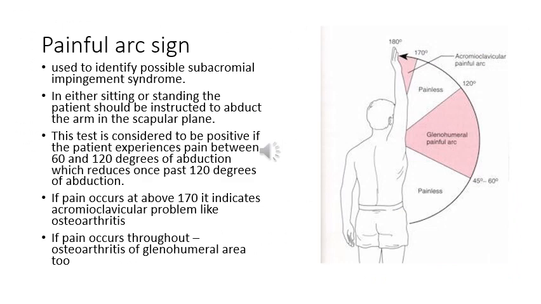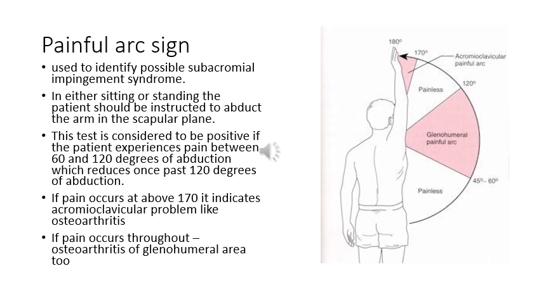The painful arc sign is one of the most important clinical examinations used to identify subacromial impingement syndrome. Here the patient should be in a sitting or standing position and is instructed to abduct the arm in the scapular plane. Here he is seen abducting the arm. This test is considered positive if the patient experiences pain between 60 and 120 degrees of abduction. In the picture you can see the angles marked in pink, between 60 and 120 degrees.